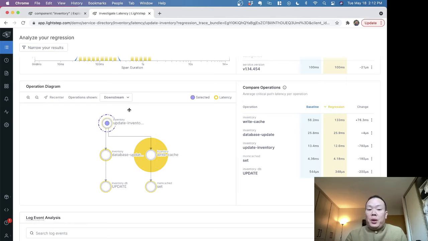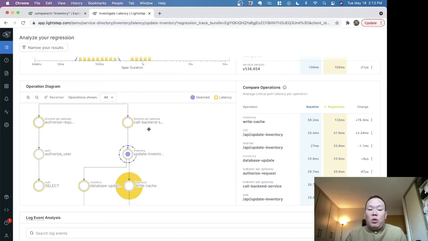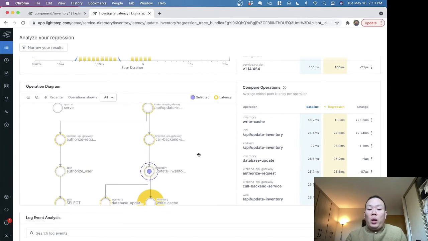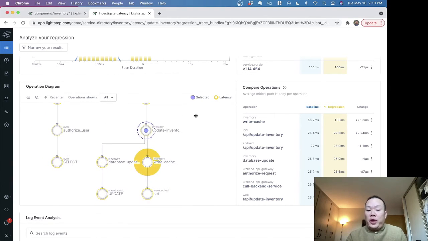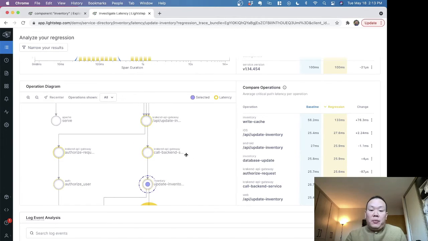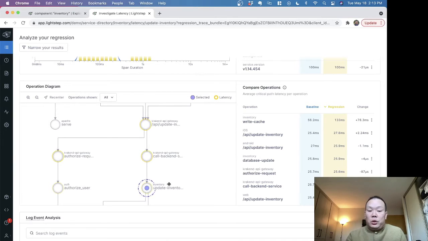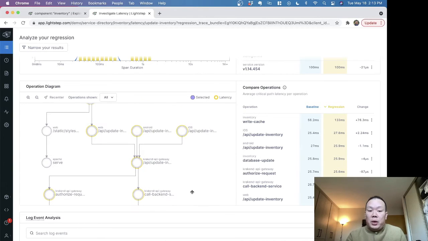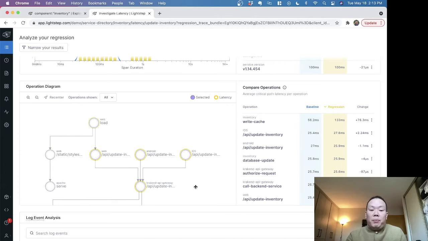Now, with Lightstep, because we're capturing these complete traces across all of your services, what we can do is zoom in and say, well, what upstream services are affected by this problem? So we do see that this inventory service's write cache operation is causing this latency, but then we can keep going up and say that this particular operation on this service is actually being called by the API gateway, which is then being called by some web and mobile front ends: Android, iOS, web, etc.